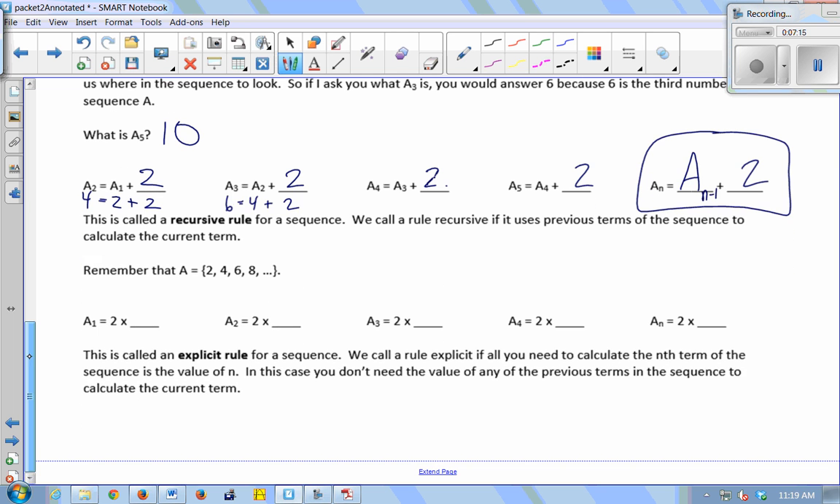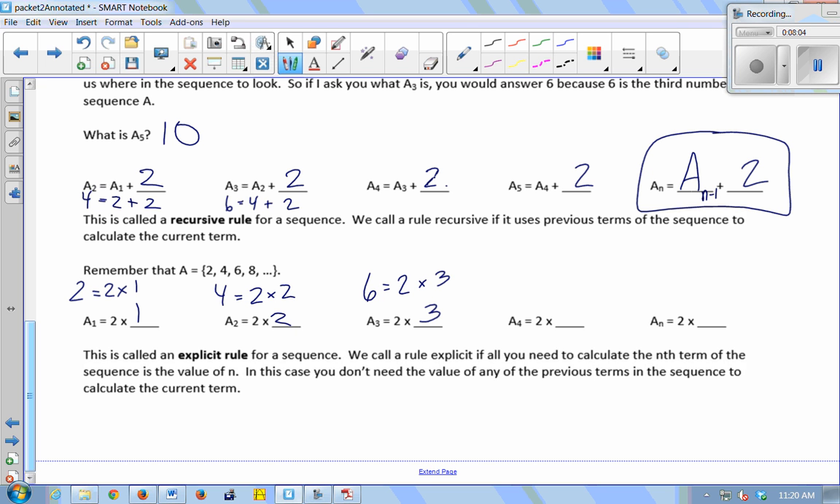All right, same sequence. I'm going to identify the pattern in a different way now. A sub 1 is 2, right? So if I wanted to write 2 as 2 times something, what would my something be? 1. And A sub 2 is what? 4. And if I want to rewrite 4 as 2 times something, what would my something be? 2. And A sub 3, which is 6, is 2 times something. What's my something? 3. So I put a 3 here.